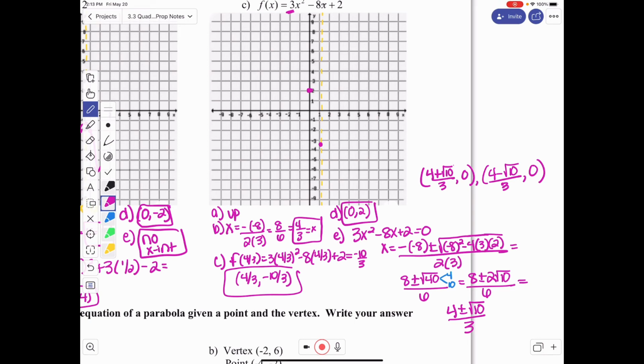Now, you can just type those in your calculator to get those decimals to kind of figure out where they're going to be on your graph. So we get about 2.4 and about 0.4. So we connect those to get our parabola.